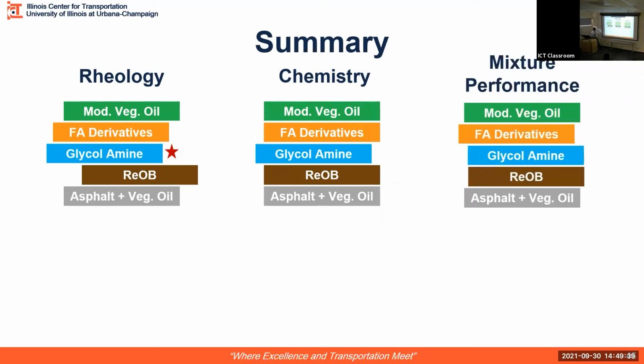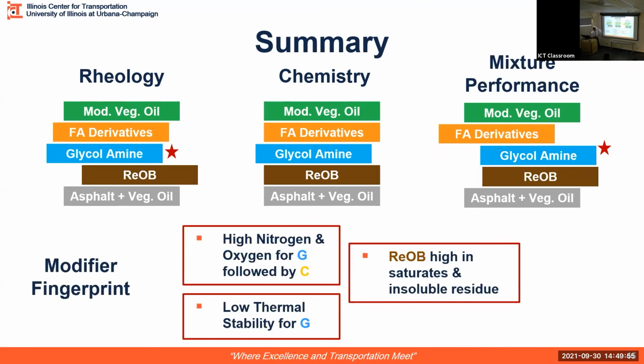And when we looked at the mixture performance, glycolamine was opposite. Fatty acid derivatives were in the right direction. Rheop was performing worse, in the worst direction. However, glycolamine was not. So throughout the rheological testing, we saw it's good, but then it was not. And probably the reason could be its low thermal stability. So we need to further assess that.